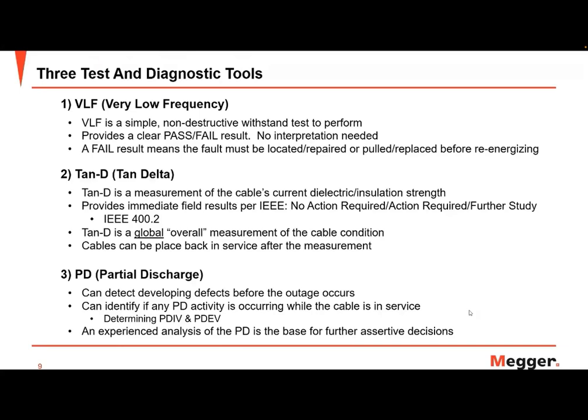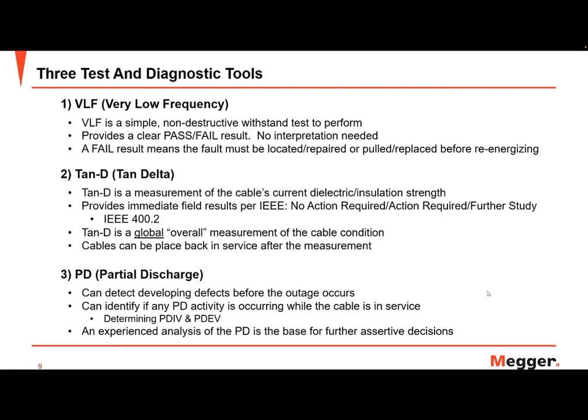So if you had splices or terminations that were redone on a cable, partial discharge testing is a good test to do to verify that that was done correctly. Now, testing for partial discharge can also identify whether or not you have PD activity that's occurring while the cable's in service. And the way you do this is determining the PD IV and the PD EV, which is the partial discharge inception voltage and partial discharge extinction voltage, respectively.